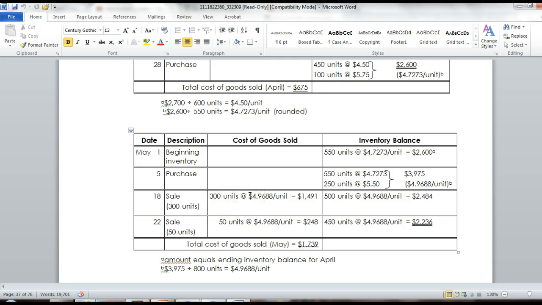We're going to continue with that same unit cost because we haven't added any new purchases to alter that unit cost. So on the May 22nd sale, we will also use that same unit price of 4.9688, and our cost of goods sold will be the combination of the two, $17.39, and our ending inventory will use that same unit price of 4.9688 to give us our ending inventory of May of $22.36.